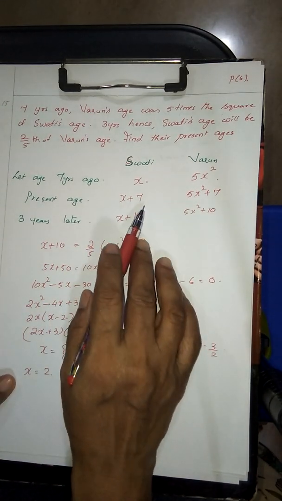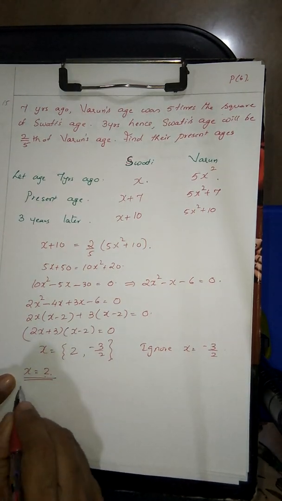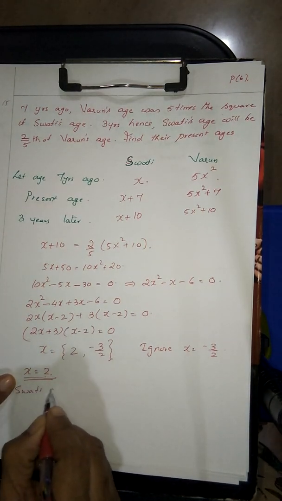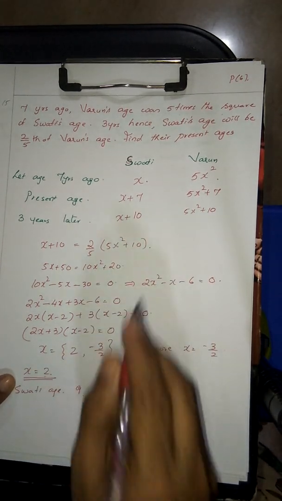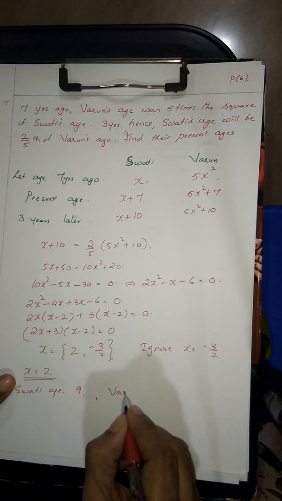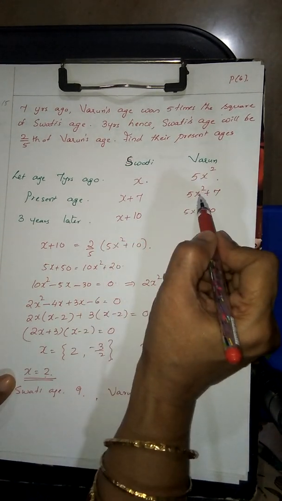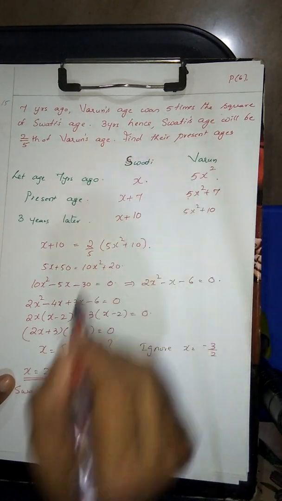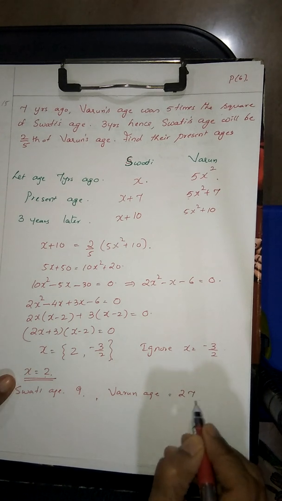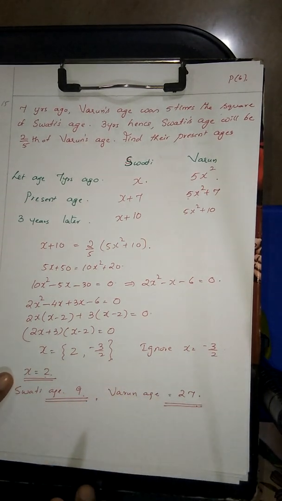So now we have to find the present age. When x is equal to 2, Swati's age will be 2 plus 7, 9. And Varun's age will be 5x squared plus 7. So 2 into 2, 4. 4 into 5, 20. 20 plus 7, 27. So the answer is 9 and 27.